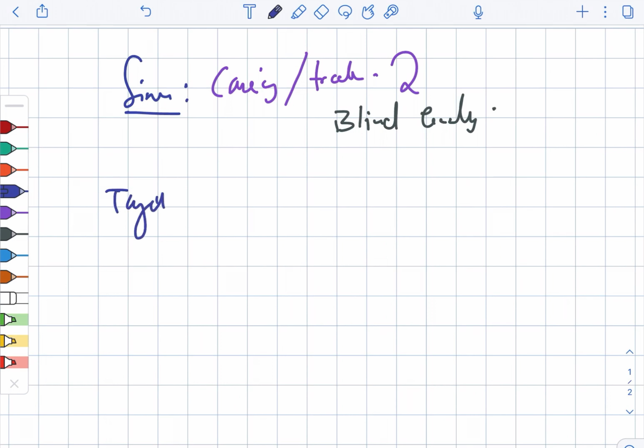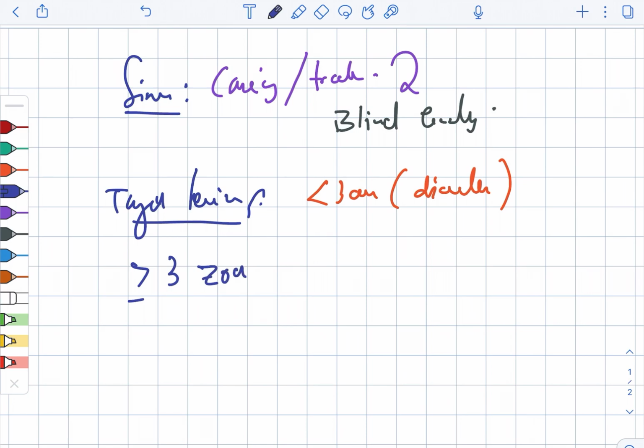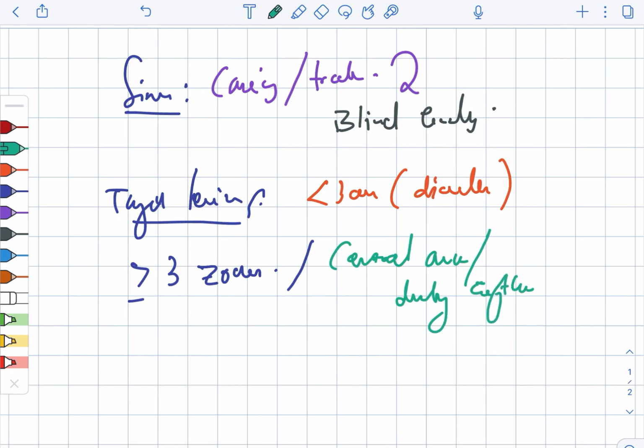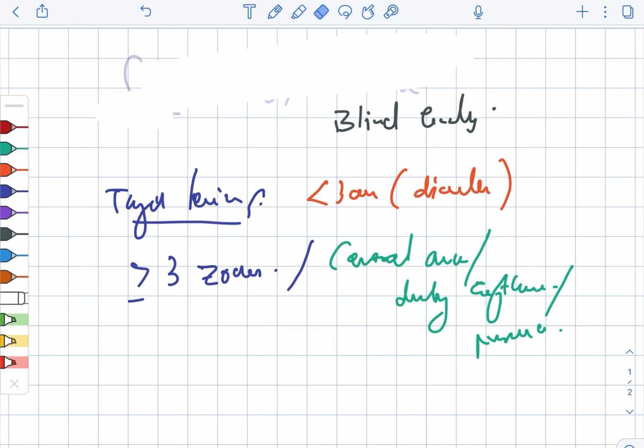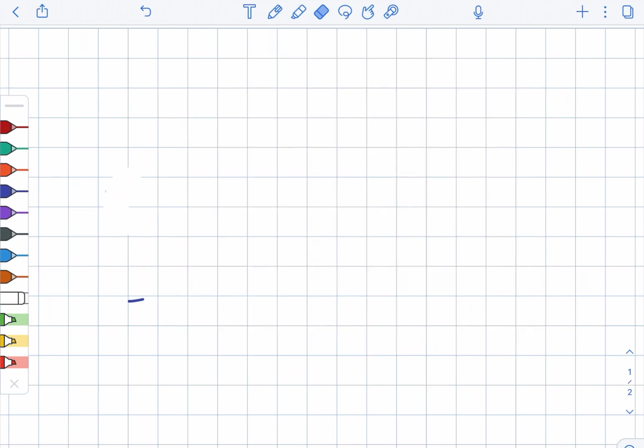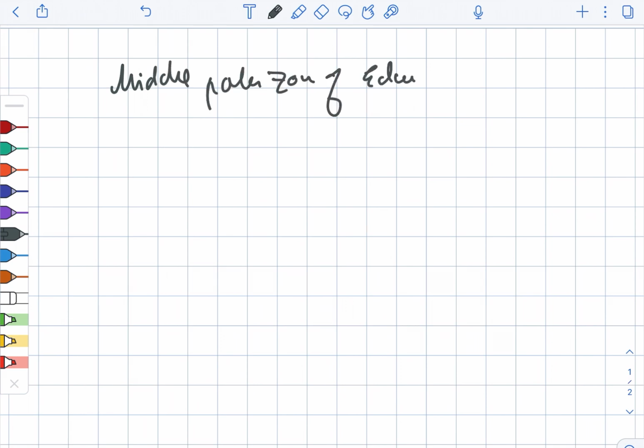Now moving on to the target lesions. Target lesions are less than 3 cm in diameter. They have 3 or more zones, usually with a central area of dusky erythema or purpura. It also has a middle pallor zone of edema. It also has an outer ring of erythema, and it has a well-defined edge.